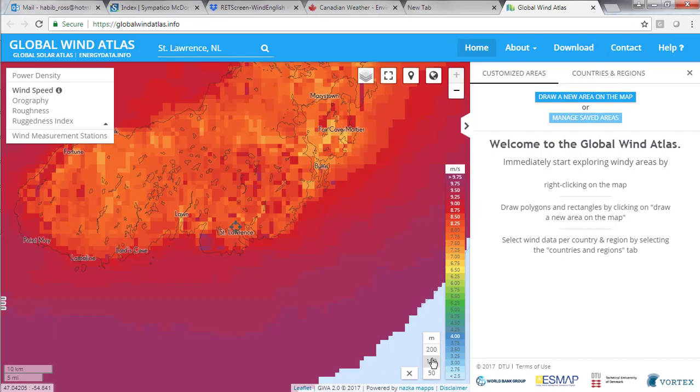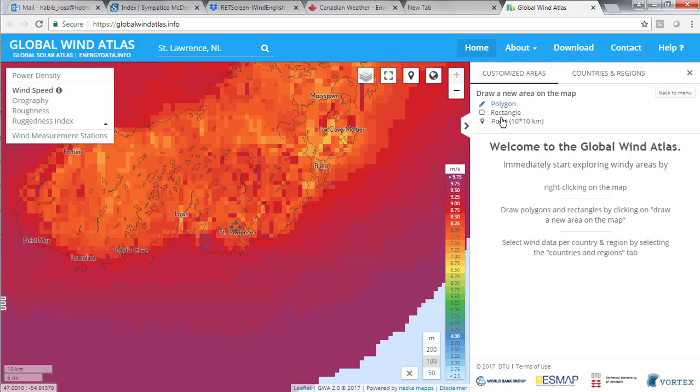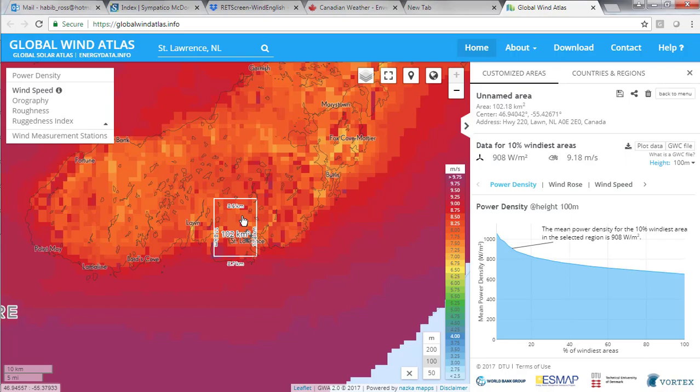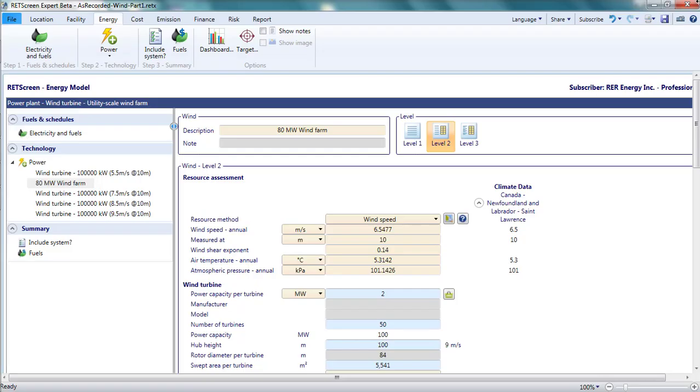Let's pick the 100 meter estimate of wind speed. I see, based on the dark red color, that there are a number of locations around St. Lawrence where the estimate is around 9 meters per second. If I select Customized Areas and select a rectangle, I see that there are locations with average annual wind speeds of 9.15 meters per second. I'll use this in RETScreen. Before I do that, however, I want to point out that the parameters entered under this Level 2 analysis are completely independent of those used previously in the Level 1 analysis.